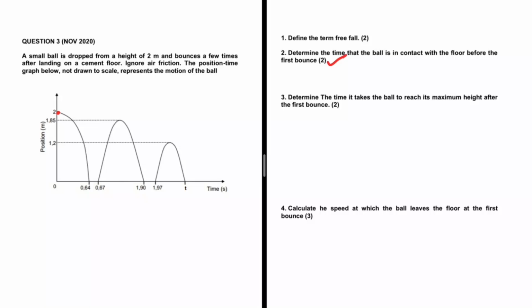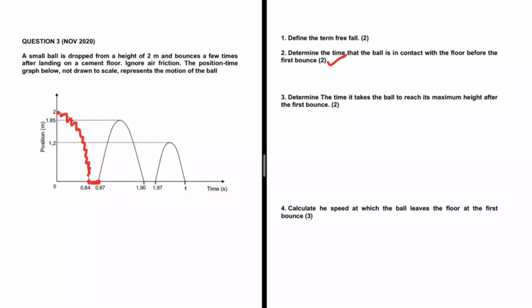Let's go through the question once more. Determine the time that the ball is in contact with the floor before the first bounce. Okay, so our ball is being dropped from this point and it starts going down. Okay, it strikes the ground at this point when t is equal to 0.64, and then it leaves the ground at t is equal to 0.67. So between 0.64 and 0.67, our object is in contact with the ground.